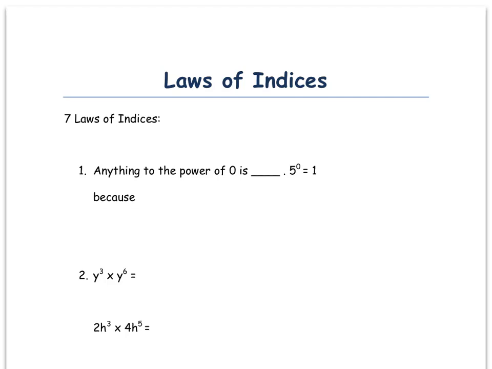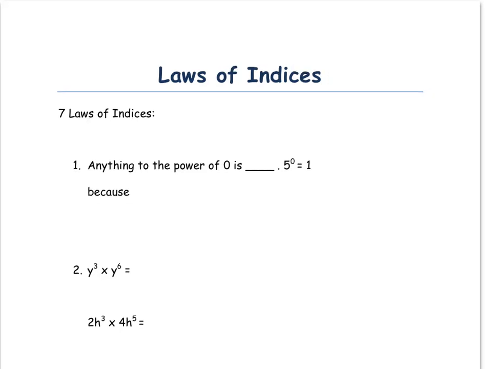And the first one is anything to the power of 0 always gives you the value of 1. So, for example, 5 to the power of 0 is equal to 1. And this is because if you think of 7 squared and divide it by 7 squared, well, you know that 7 squared is 7 times 7, which is 49 over 49. And what is 49 divided by 49?